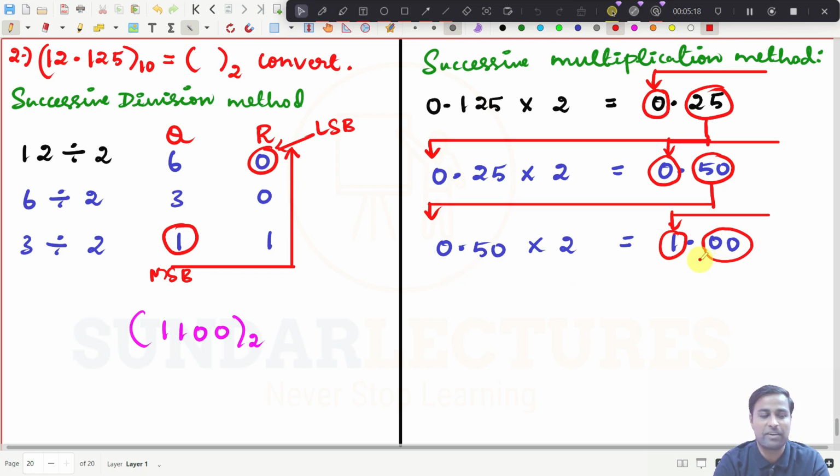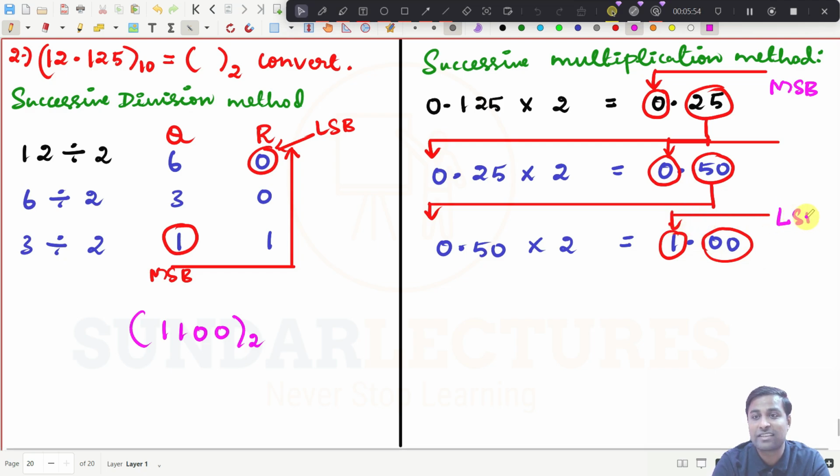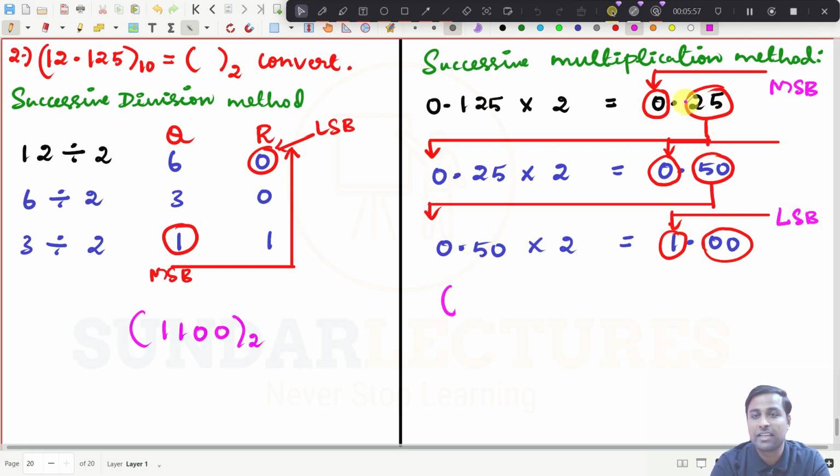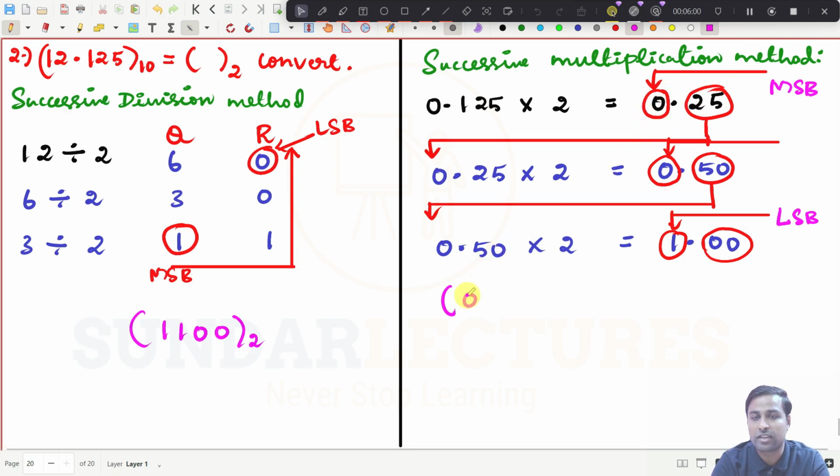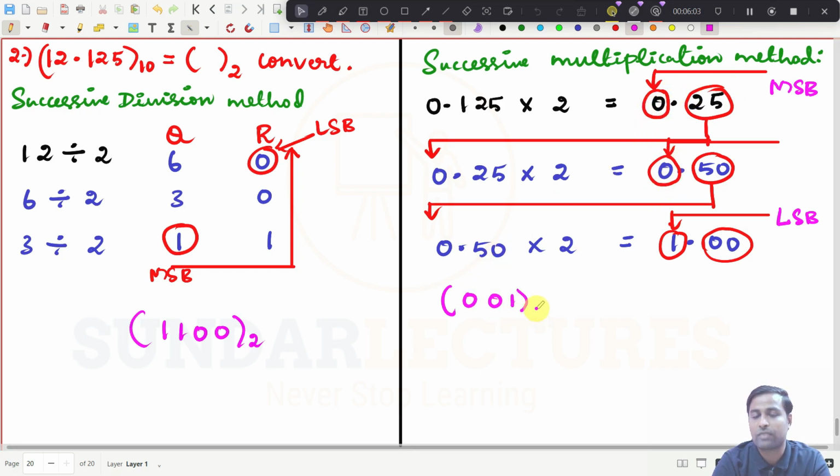It will again be 0, so you have to stop here. This is the final point, but in general we don't go for successive multiplication for so many digits. You can stop at 2 or 3 digits, that is mostly enough, but anyhow we have got the final answer here, because 0 cannot be multiplied. 0.00 multiplied by 2 will again be 0, so you don't need to go further. See here very carefully, this is the most significant bit. You have to take this as the most significant bit, and this value as the least significant bit. So you write 0, 0, 1, like this.